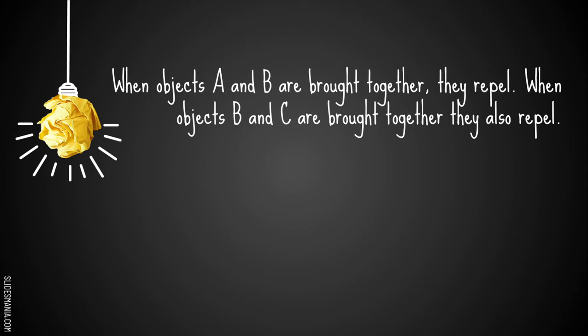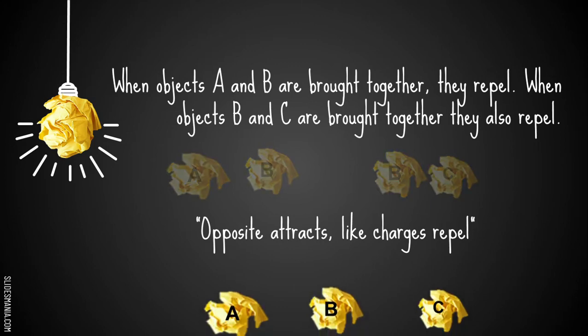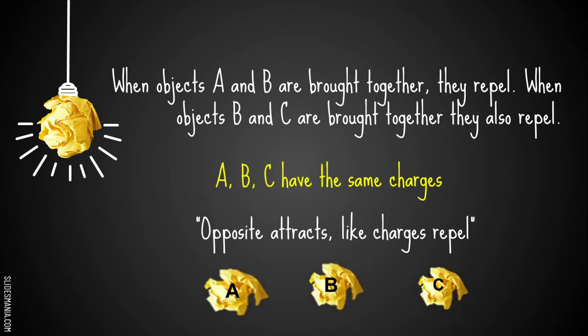So, sa convention natin ng electric charges, opposite attracts, like charges repel. So, si A and B nagre-repel sa isa't isa, B and C nagre-repel sa isa't isa. So, kung si A and B nagre-repel, ibig sabihin, they have like charges. And kapag si B and C nagre-repel, they also have like charges. Ibig sabihin nun, all three of them have the same charges. So, that's it for our review in electric charges.